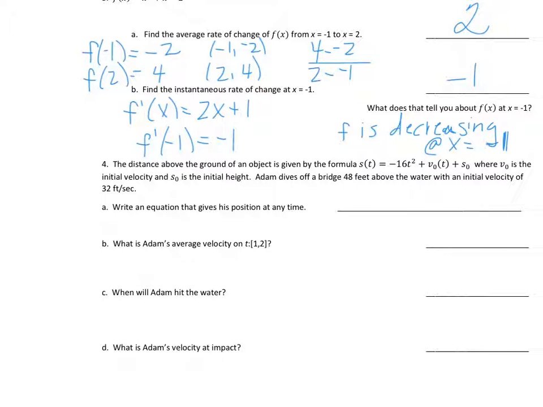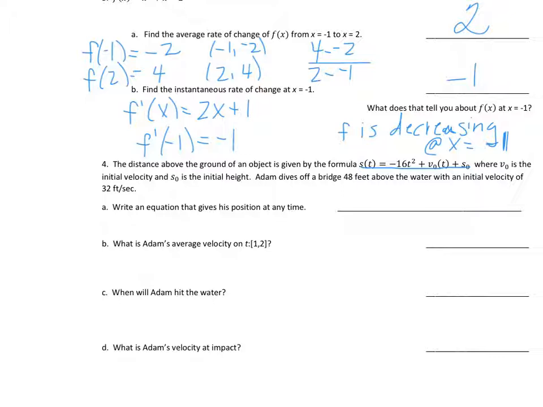But this formula, -16t squared plus v naught t plus s naught, gives the distance above the ground of an object that's going through the air, where v naught is the initial velocity and s naught is the initial height. So we're talking about Adam diving off of a bridge, 48 feet. Gosh, that's a tall bridge. 48 feet above the water with an initial velocity of 32 feet per second. Write an equation that gives his position at any time. Really his position, in other words, his distance above the ground. Now later in our course, we will actually derive this formula, but we have to know integration first. So we'll just have to go with it for now.